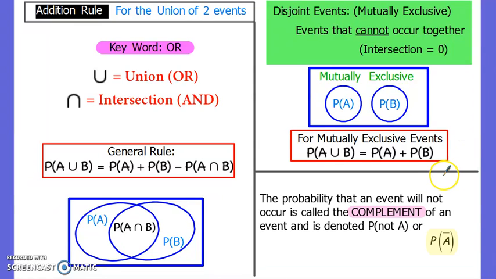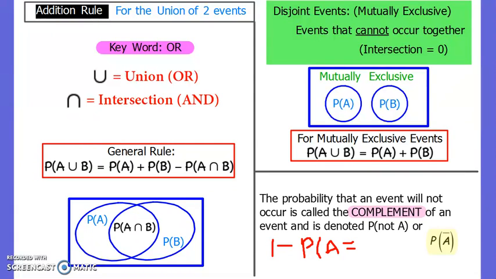And then finally, we also talked a little bit about the complement. The complement of an event is the probability that an event won't happen. Basically, an easy way to find that is 1 minus the probability of event A happening. That would be equal to the complement. And a couple ways to represent that are P of not A. Again, your probability of something not happening.